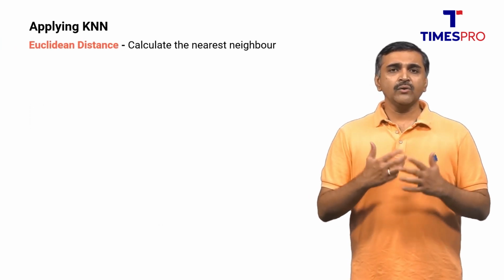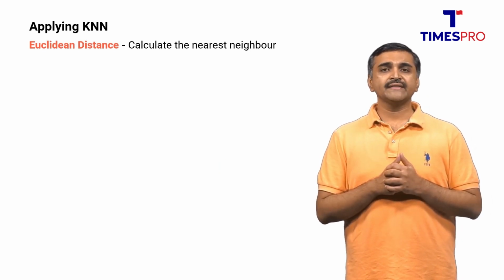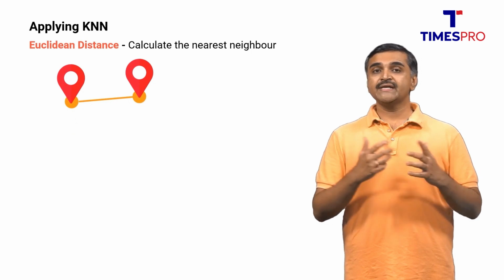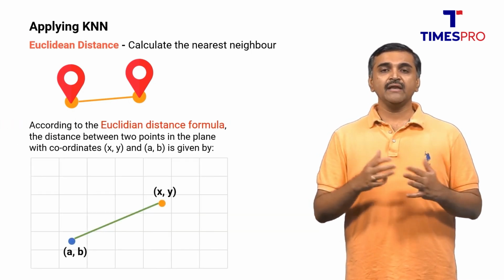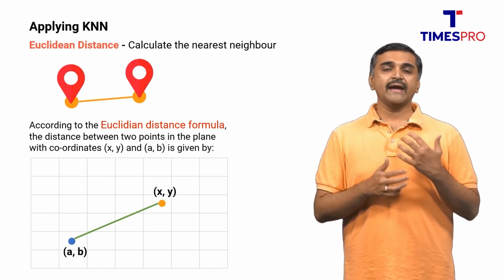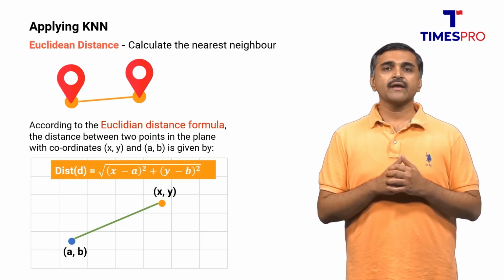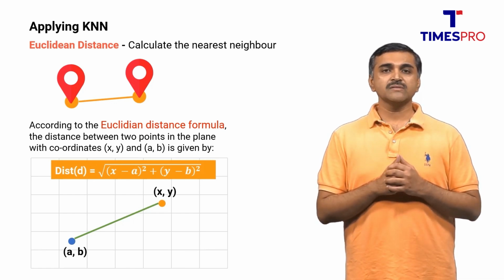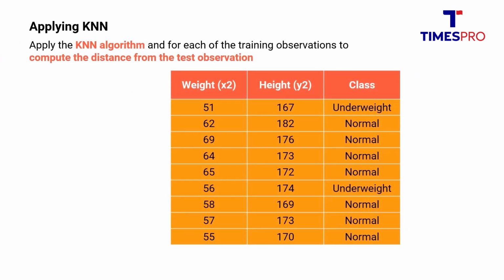Let's take a relook at the Euclidean distance, which we shall be using to calculate the nearest neighbors. The Euclidean distance between two data points in the plane with coordinates x, y and a, b is given by the square root of (x minus a) the whole squared plus (y minus b) the whole squared. Now to apply the KNN algorithm, for each of the training observations, we compute the distance from the test observation.